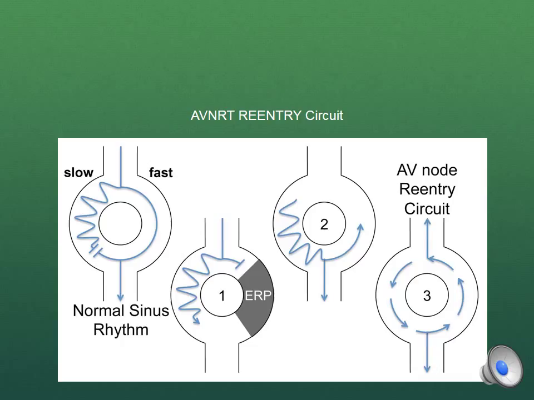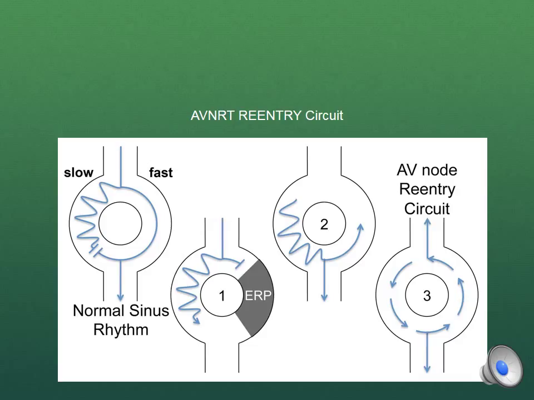Okay, so after this, the slow side is refractory, but by this point, the fast side isn't. Now, what happens is we create a reentry loop. By the time that stimulus gets back around to the slow side, it is no longer refractory. So it becomes a cyclical motion.